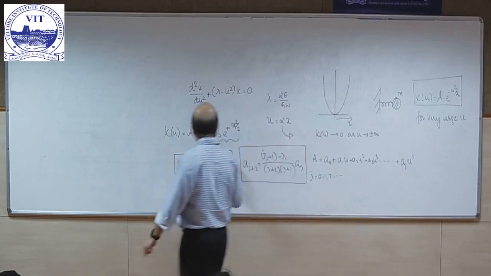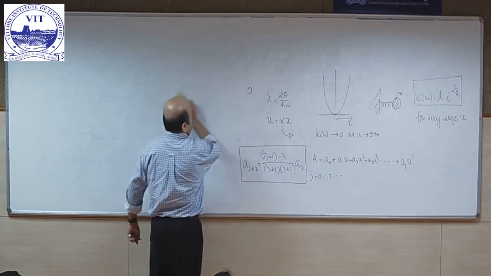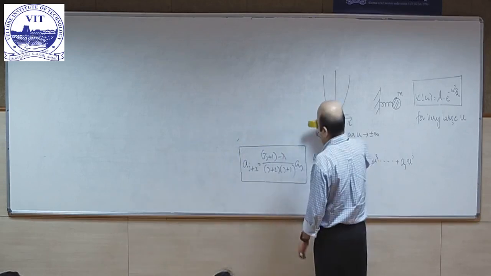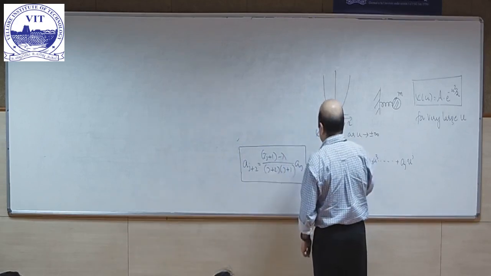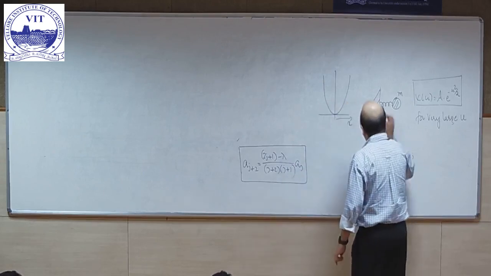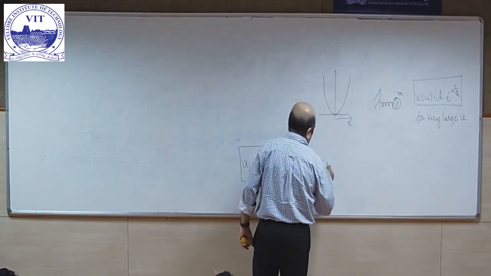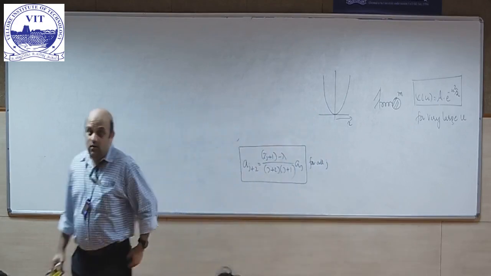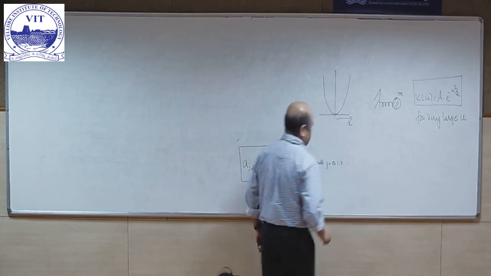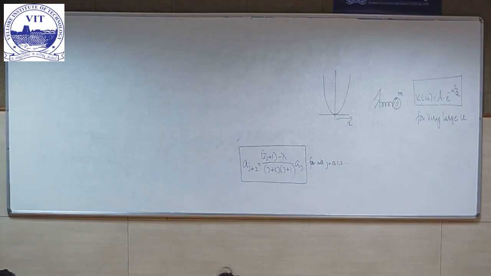So aj plus 2 is given by 2j plus 1 minus lambda divided by j plus 2 times j plus 1, times aj. What does this tell you? For all j, meaning j equal to 0, 1, 2, etc. Just start substituting the value 0, for example. j equal to 0. What do you get?